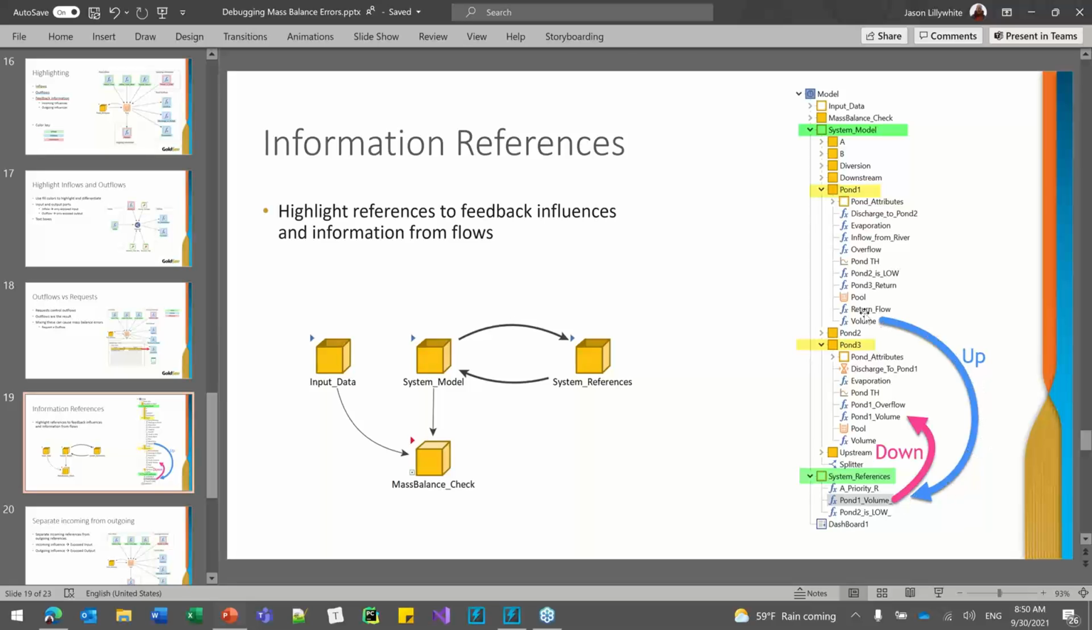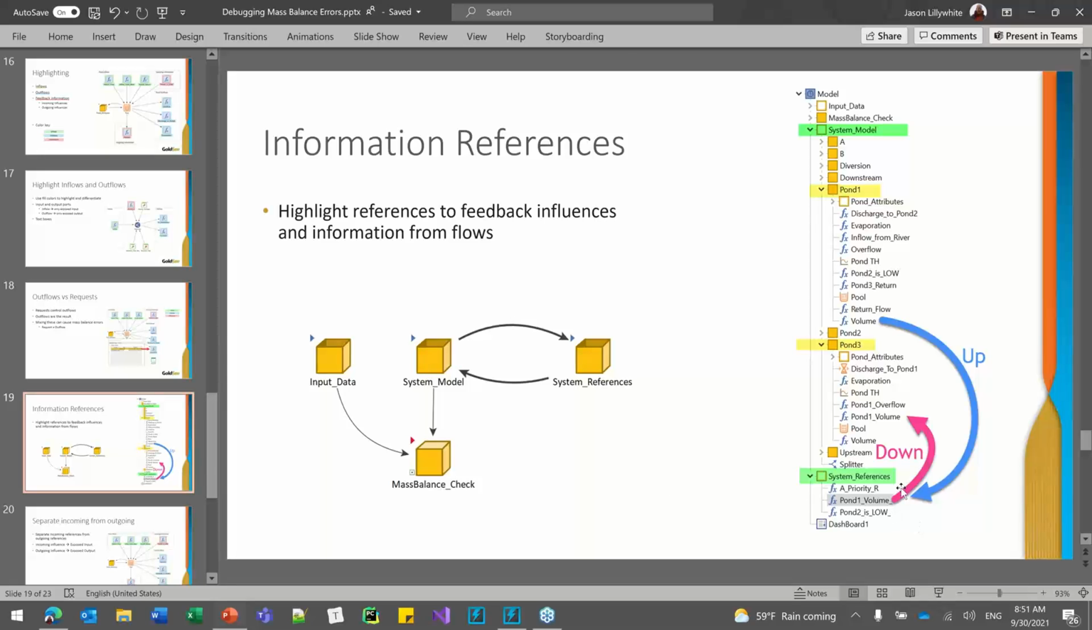So that's this link here. It's going up. It's not going to a sibling container. It's going to a parent container. Well, it's actually not truly a parent. It's, I guess, an uncle or an aunt container. It's over next to it.